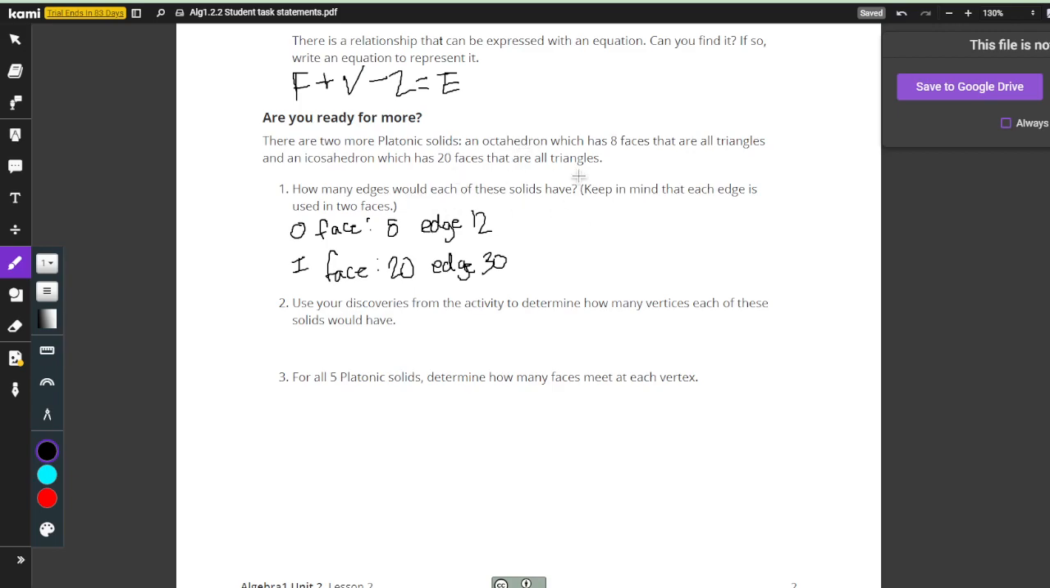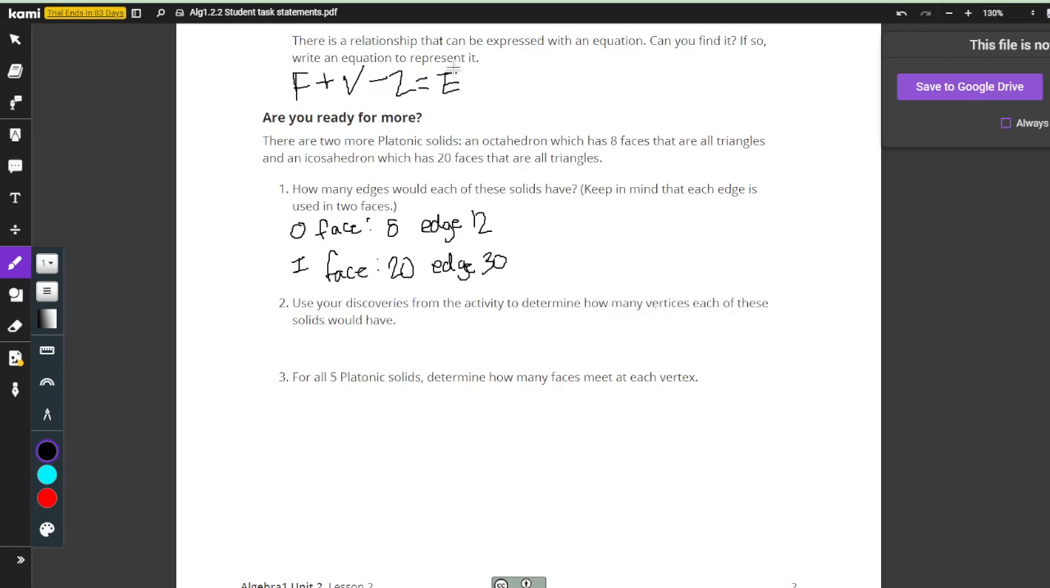Help you out with that. They're all triangles. So if you have 8 faces, that means you have to have 12 edges because all the triangles touch each other. Same thing with this one. If you have 20 faces, that means you should have 30 edges because all the triangles are touching each other. Okay. So use your discovery from the activity to determine how many vertices each have.